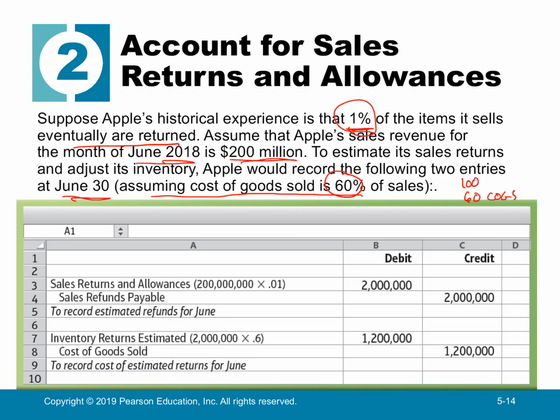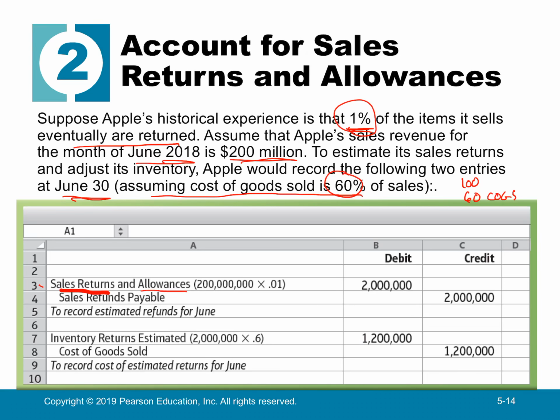That's an estimate. So what we're going to do is create an account here in the journal entries for these sales returns and allowances. Think of it like a bucket that later on, when customers actually do come back and bring stuff back, we've already accounted for it. Does that make sense? Maybe it will, maybe it won't right away, but it's an important concept because we're going to talk about that in a second for accounts receivable.